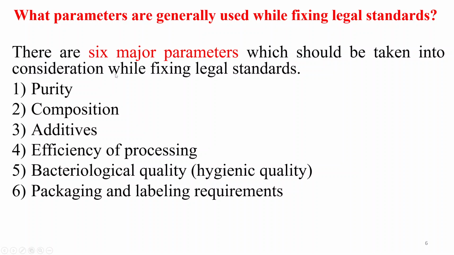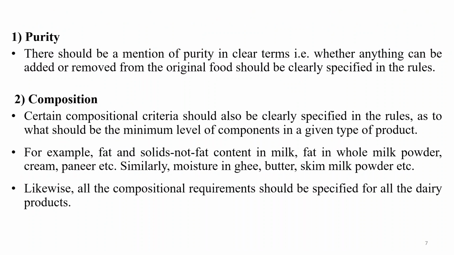Now an important point: what parameters should be considered while fixing the legal standards? There are six major parameters: purity, composition, additives, efficiency of processing, bacteriological quality, and packaging and label requirements. Under purity, the first point to consider, there should be a mention of purity in clear terms. Whether anything can be added or removed from the original food should be clearly specified in the rules.